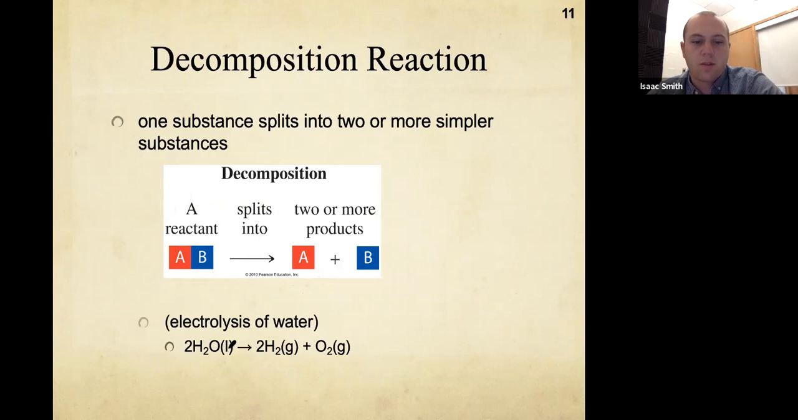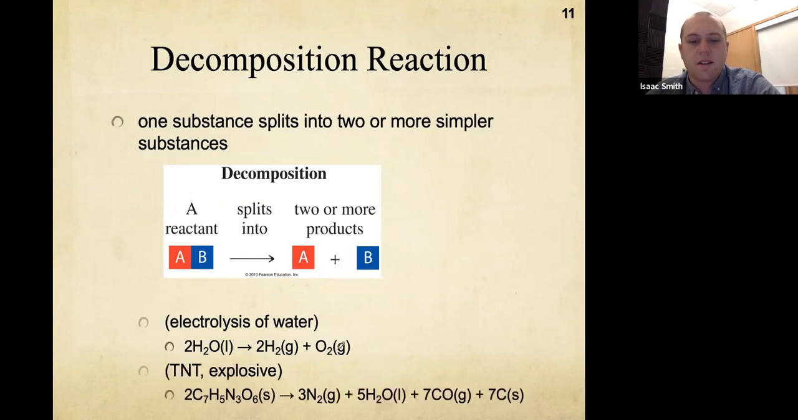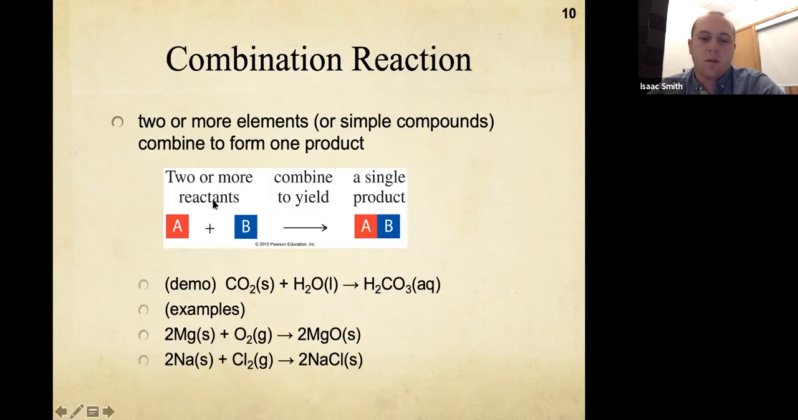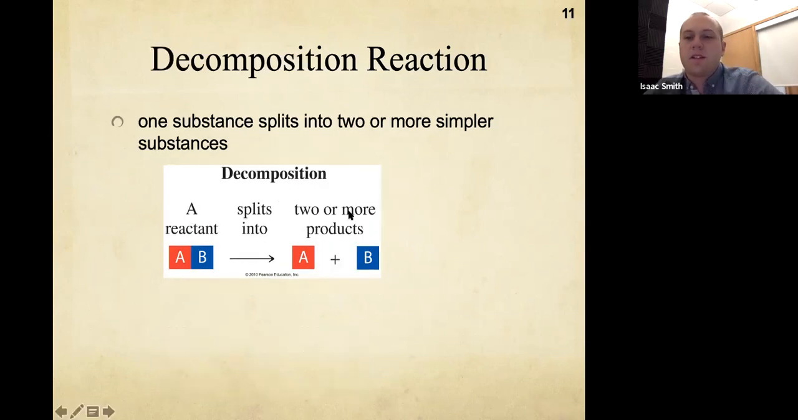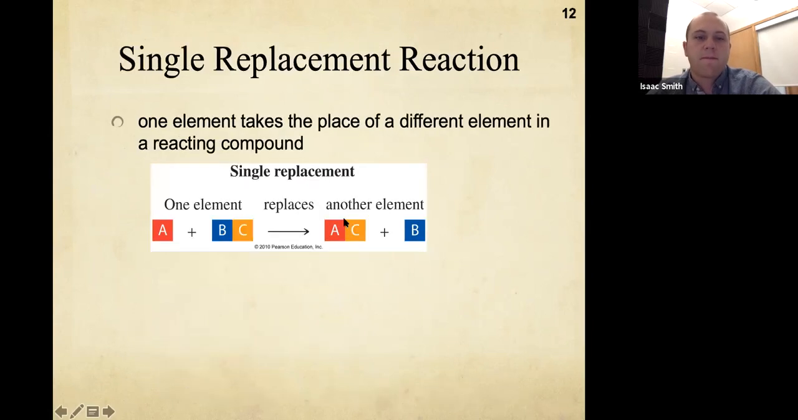So this could be like water splitting into its hydrogen and oxygen separate components. Okay, so applying electricity to water, you might be able to pull out some hydrogen gas and oxygen gas. TNT, this is trinitrotoluene. It's going to decompose into 4 different products. So decomposition would be 2 or more products. And same with combination, 2 or more reactants going into a single product. One reactant going into 2 or more products would be the opposite there, okay?